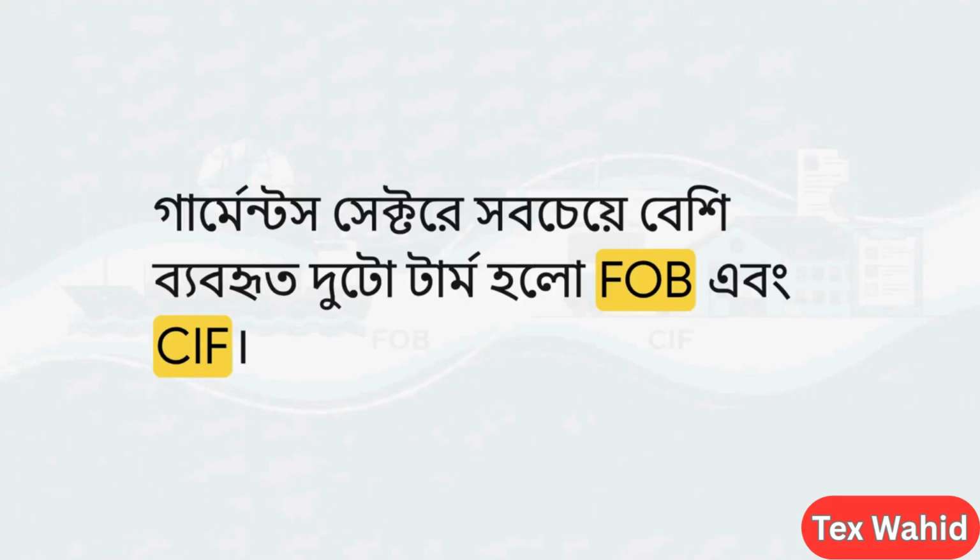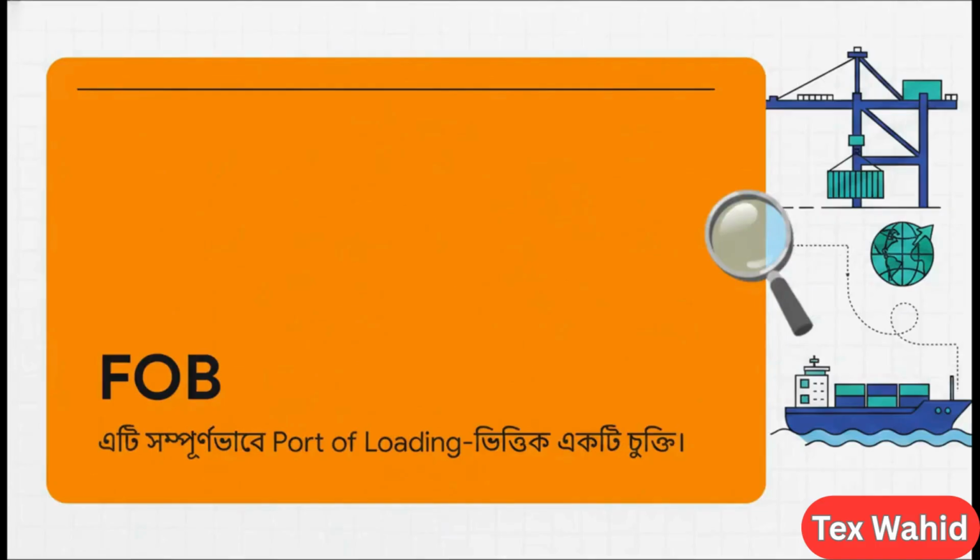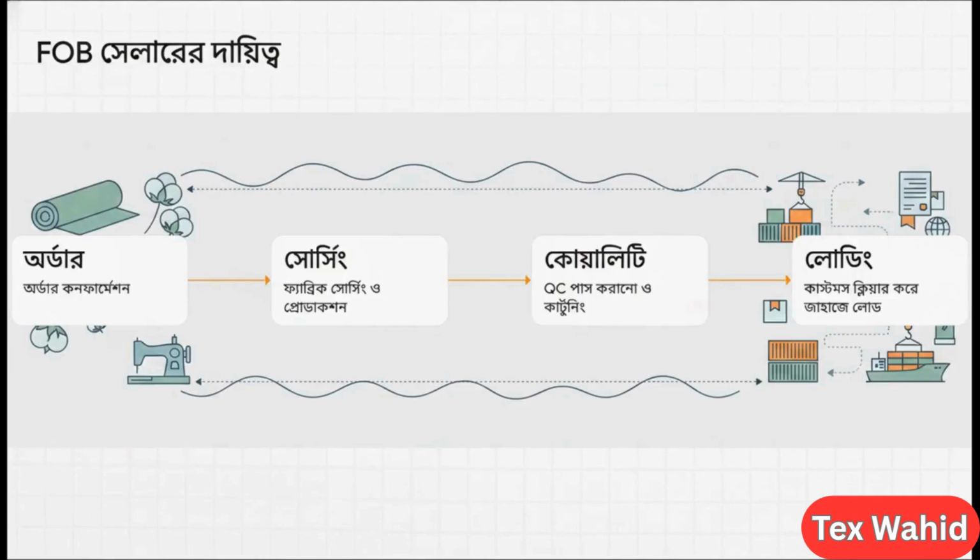In our garment sector, two terms are most common: FOB and CIF. Let's start with FOB, or free on board. This entire contract centers around the port of loading. Here the seller handles everything from fabric sourcing and production to quality control, customs and loading the ship.